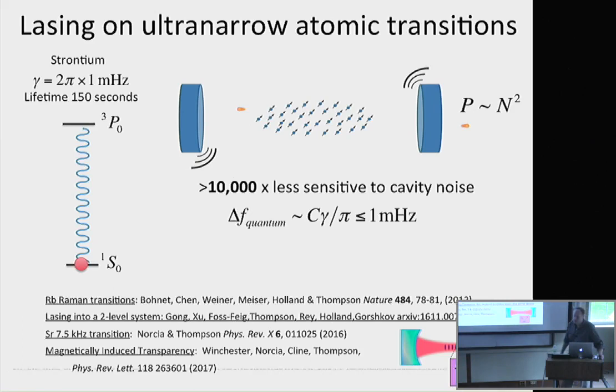I'm not going to talk about it, but it turns out we did some experiments using Raman transitions to simulate this type of transition. We've thought about dressing this kind of laser with Rydberg states. We've seen this kind of lasing on a 7.5 kilohertz transition, which is only singly forbidden. And we've also seen some electromagnetically induced transparency inside this cavity on a narrow transition. But that's other work I won't go into, though it's related to this.